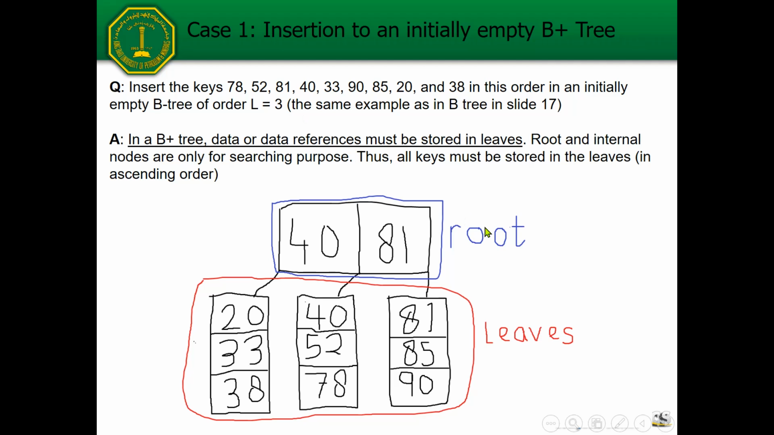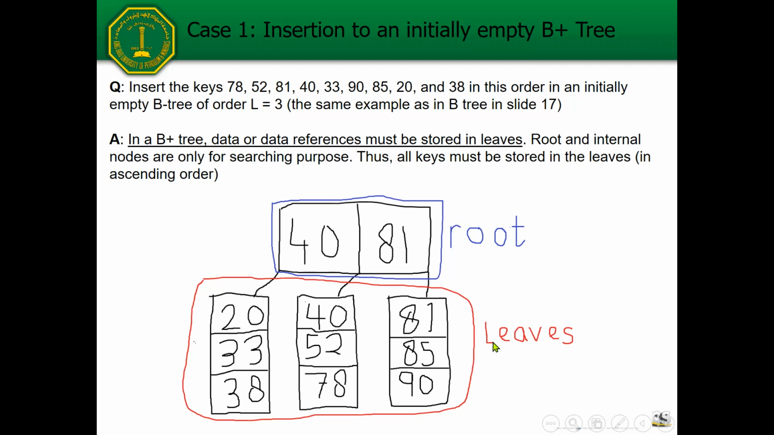As we know, in the B plus tree, only the leaf can be used to store the data, and the keys must be sorted that way. So look at this. After doing some sorting, we have this order: 20, 33, 38, 40, 52, 78, 81, 85, 90. So we need to sort the keys first, and after that we just insert the keys into the leaves. Now look at this. There is some information that the order of the leaf is 3. That's why we can only allow each node to contain 3 keys. So this node already contains 3, this one also, and this one also.